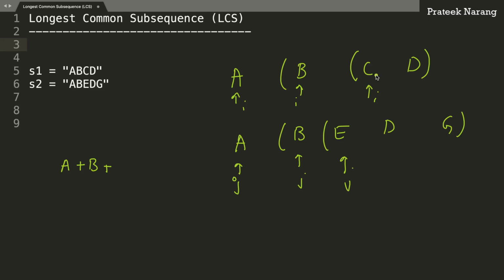Now C and E don't match, so what do you do? That means either C could be a part of the subsequence, or E could be a part of the subsequence, or both cannot be a part of the subsequence, right? So we have something like three options. In this case, you will say, okay, I have a subproblem in which I have CD and another subproblem in which I have EDG. This is the I pointer, this is the J pointer, so why not try out both the options?